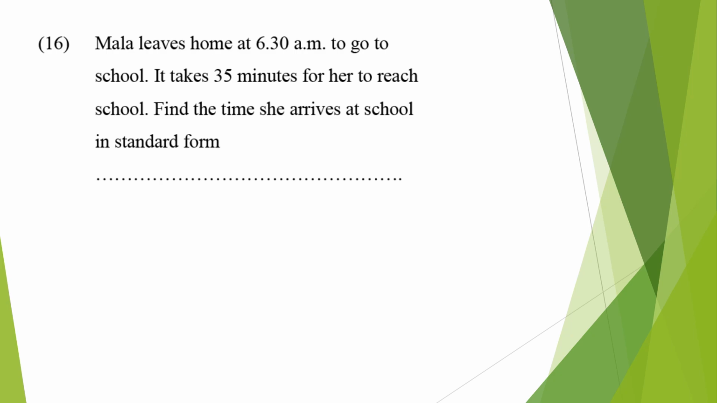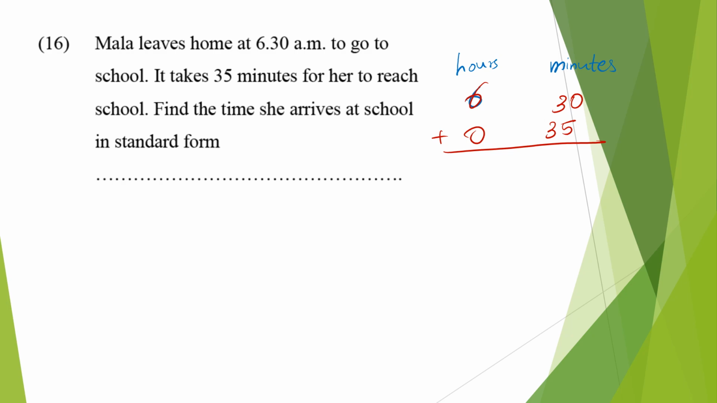So Mala leaves home at 6:30 a.m. to go to school. It takes 35 minutes for her to reach school. Find the time she arrives at school in standard form. Okay, let's find this. So this is 6:30. We'll write hours, minutes: 6 hours and 30 minutes. And we add 0 hours and 35 minutes. So we'll add this and we will get the time.